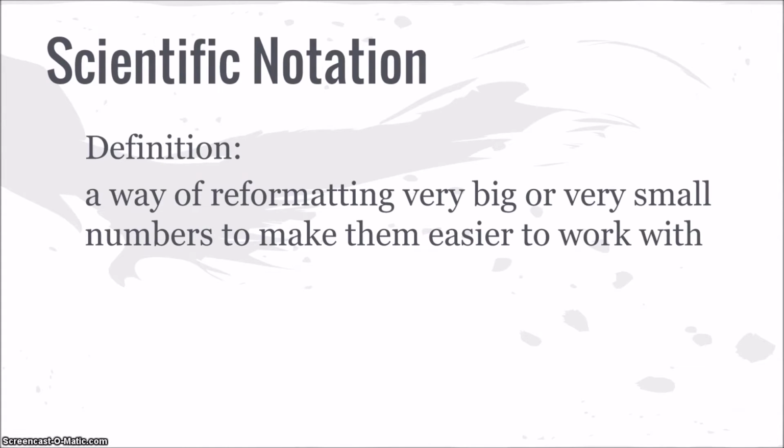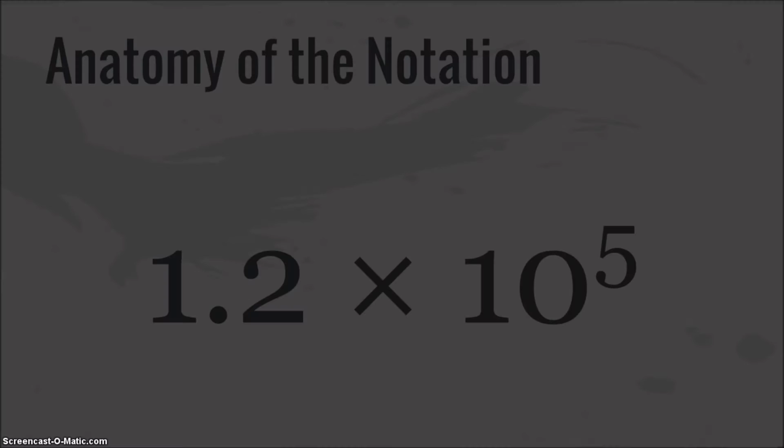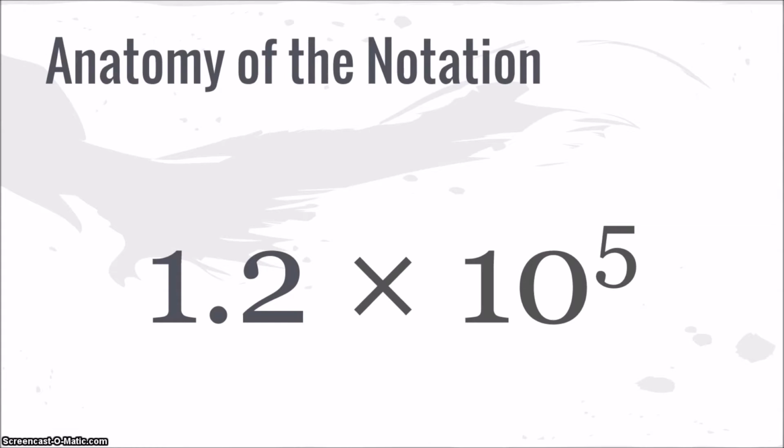It's always an expression of numbers in the form m times 10 to the n, where 1 is less than or equal to m is less than 10, and n is an integer. It's easier if we just look at the notation. So here is a number in scientific notation. At the beginning, we see a coefficient, the number that's greater than or equal to 1, but less than 10. That's called the coefficient. The second part of scientific notation is where we multiply that number by 10, also called the base. And we use 10 because it's easier.